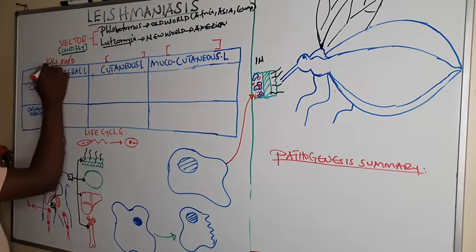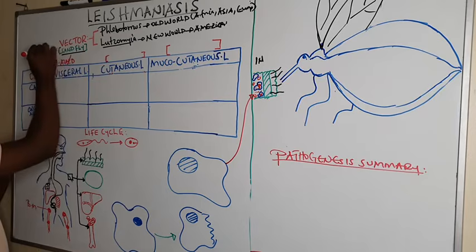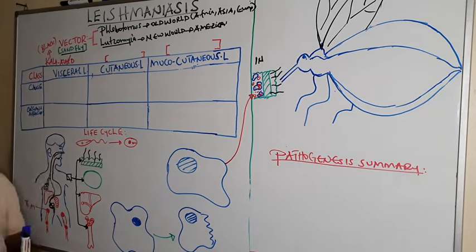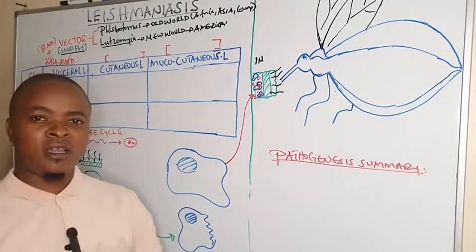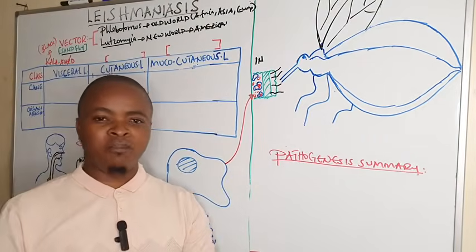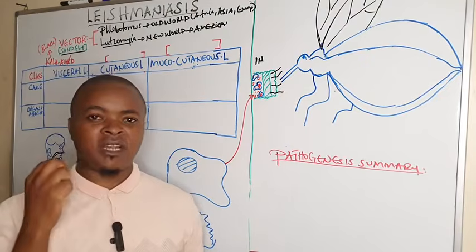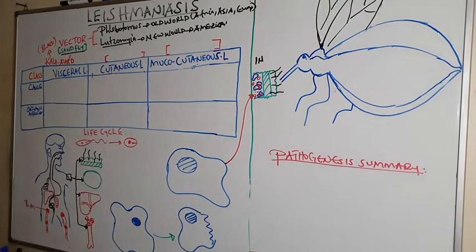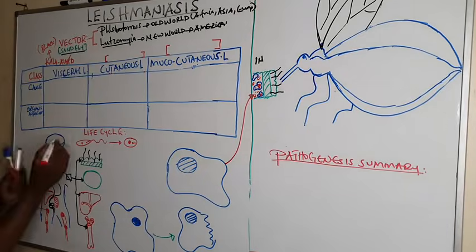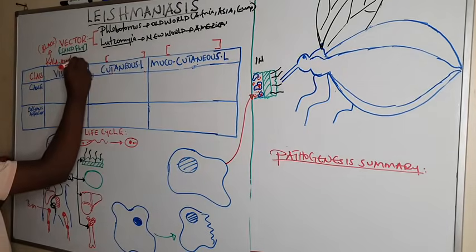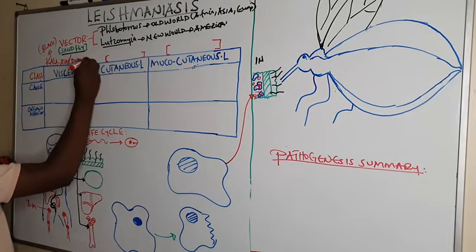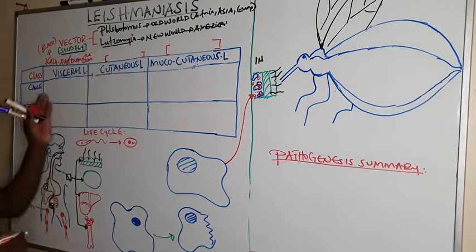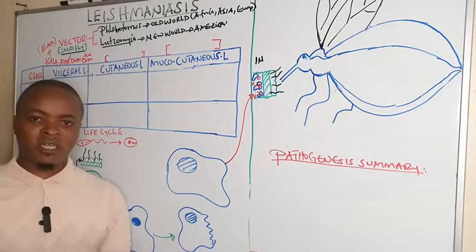Kalaza meaning blackening, because on healing, this visceral Leishmaniasis leaves black pigmentation, especially on the face and the earlobes, and hence the name Kalaza by the Indians. Or you can even call it dumdum fever. So these are other names for visceral Leishmaniasis.